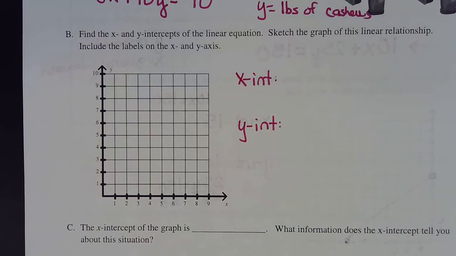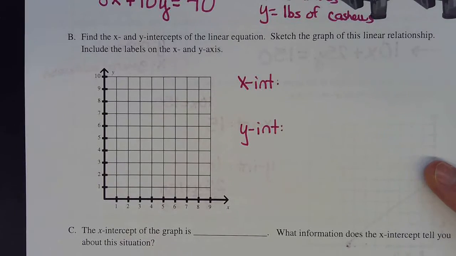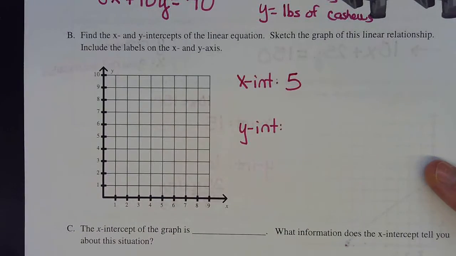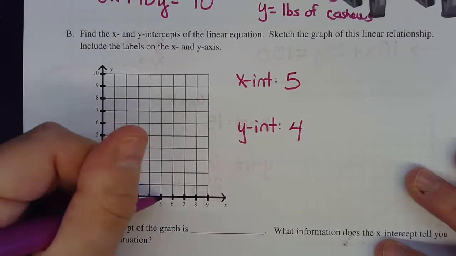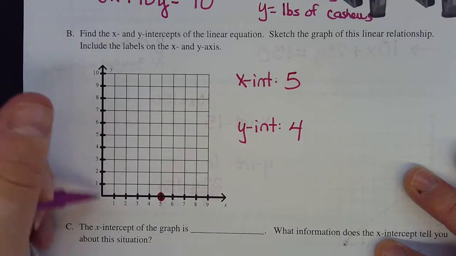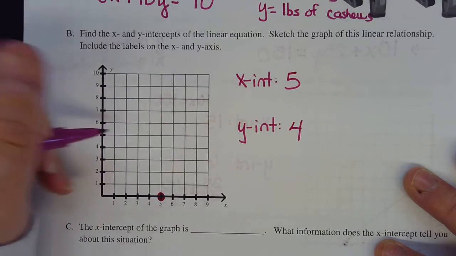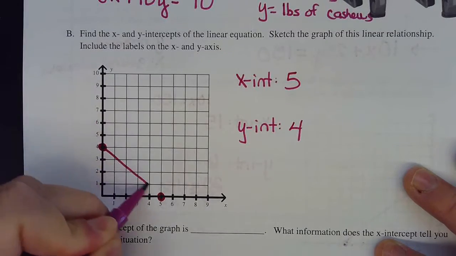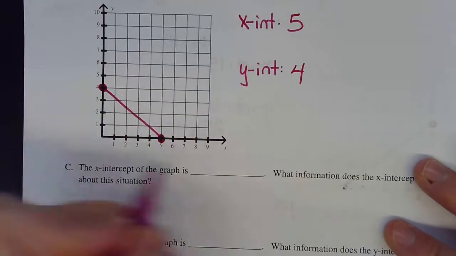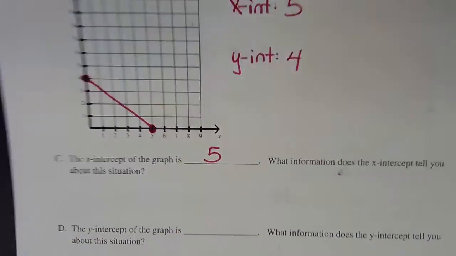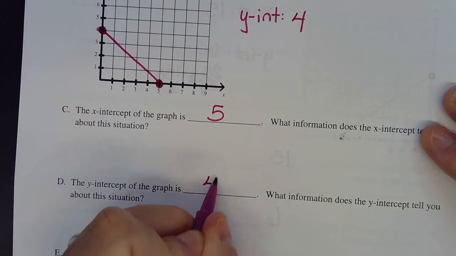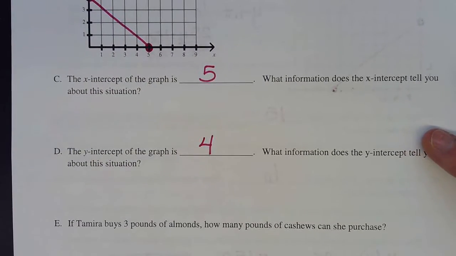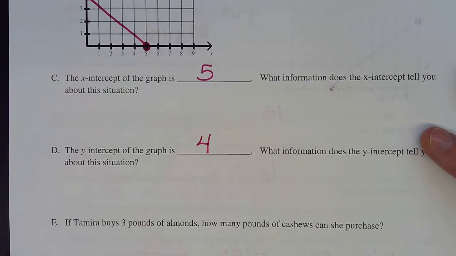All right, so what's the x-intercept? X-intercept is 5. Y-intercept is 4. So there's your sketch of your graph. So the x-intercept is 5. That means that she can do 5 pounds of, what's x? Almonds. 4 is 4 pounds of cashews. So any questions on that?